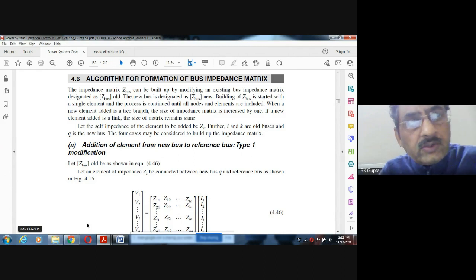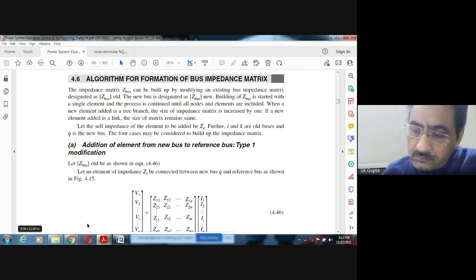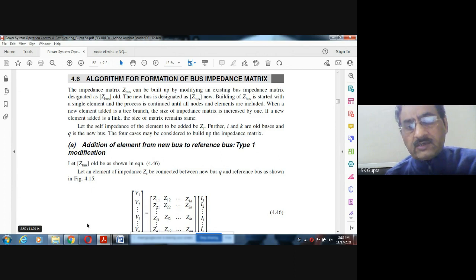But since in the fault analysis, the fault may occur at any place, for different places we require a Z bus, for each case there will be a separate Z bus. So in place of forming the Z bus using the Y bus, it is not a very appropriate method. For the short circuit analysis, it will be better if we form the Z bus directly with the help of the modification technique. So here we will describe how to form Z bus using the modification technique.